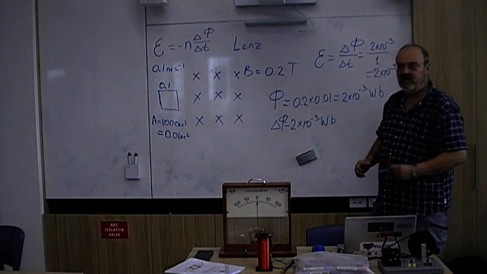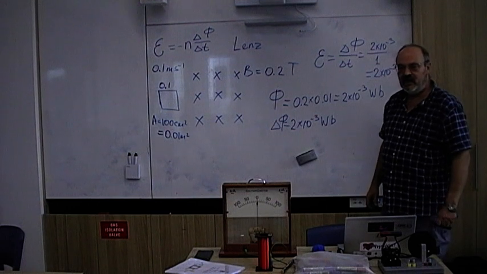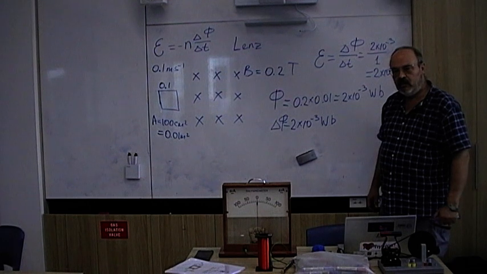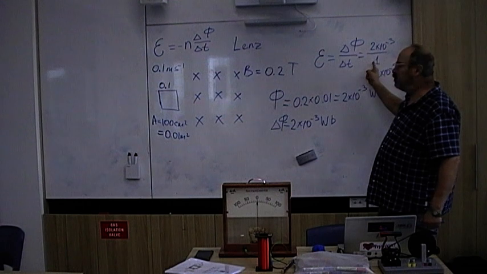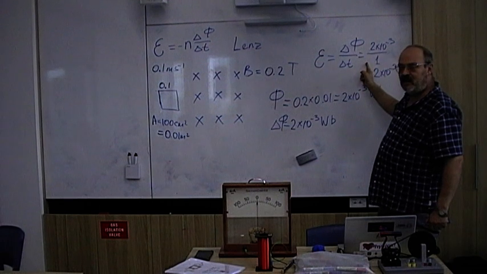So we have, yes? So 1 volt equals 1 Weber. Is volt the same as Weber? No. It's Webers over time. Just the time equals 1. Okay.